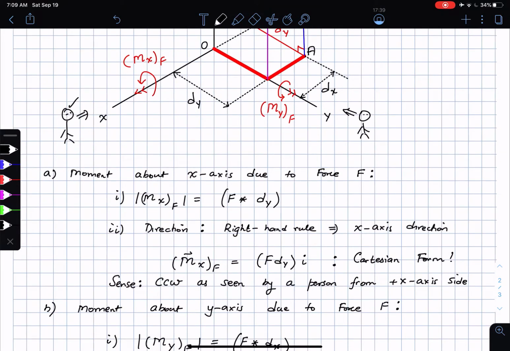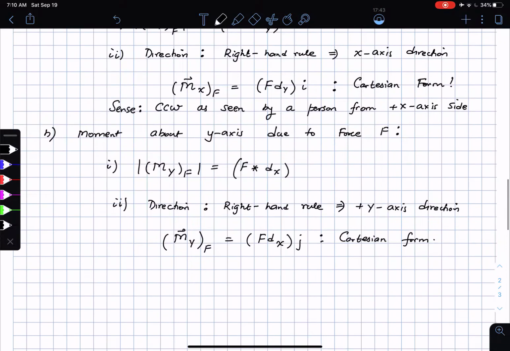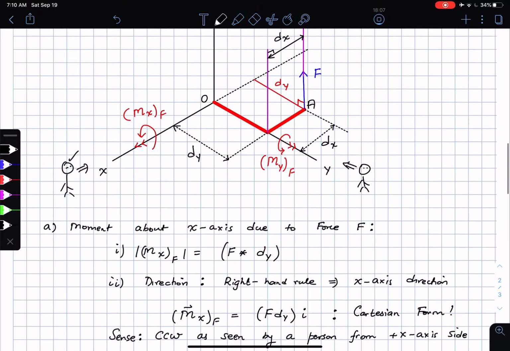Then I can look at the next one, which is this one here. So this sense is also counterclockwise as seen by a person from the positive y-axis side. And that is essentially, if I go back and look at this person here.